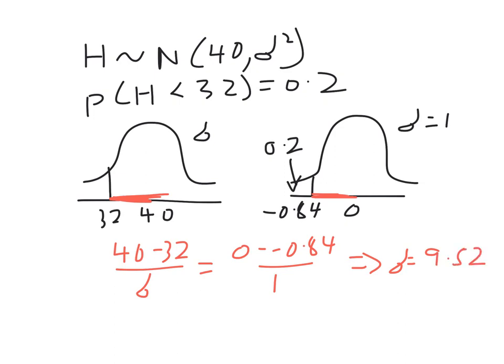It's worth bearing in mind that the height is a continuous variable, so we don't need a continuity correction here, because we could have 31.999 there, or we could have 32.001 there. It's worth bearing that in mind for part B. Okay, let's look at part B on the next screen.